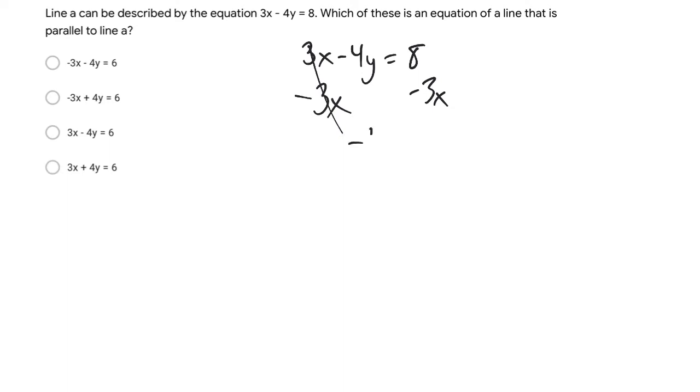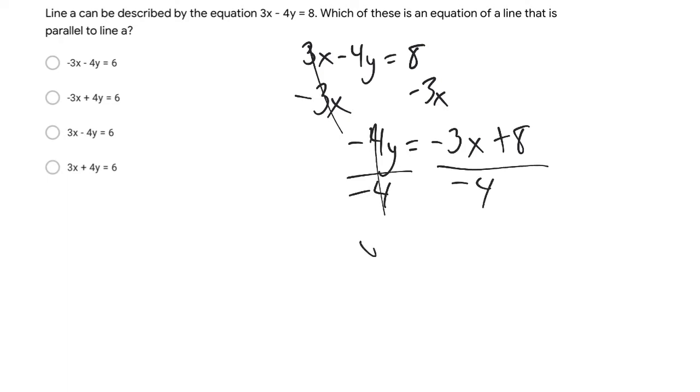Subtract 3x from each side. You have negative 4y is equal to negative 3x plus 8. And really the plus 8 doesn't matter here. But then we're going to divide by negative 4 on each side. So when that negative 4 gets divided, it does each term. So it's divided from the negative 3x and the positive 8. So you end up with negative 3x over negative 4, and then 8 over negative 4, just to show you the math here and how it breaks down.